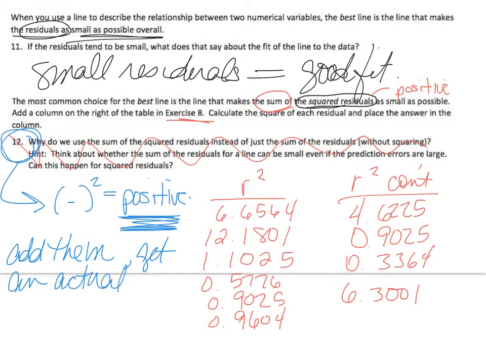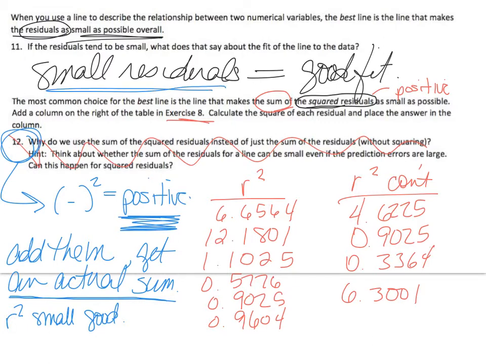I can actually see how well my data fits. So if I add all the positive numbers together, I get an actual sum, and if my r squared value is small, I have a good fit. Previously, when we had positives and negatives, we don't necessarily know if we're a good fit because the positives and negatives will balance each other out. We still have a pretty good fit when we have a small residual, but the r squared values give us a better idea of whether it's a good fit or not.